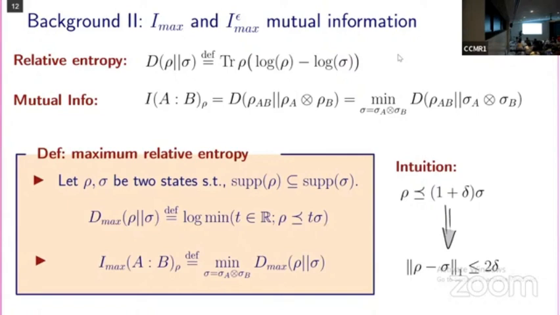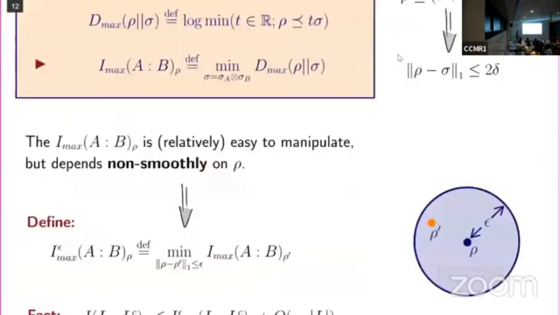So this is a good distance measure, and then using this relative entropy, we can define the maximal mutual information simply as we define it here. So it will be the best product state that we can get that will give us the minimal distance with respect to that measure. Okay, so this is the definition.